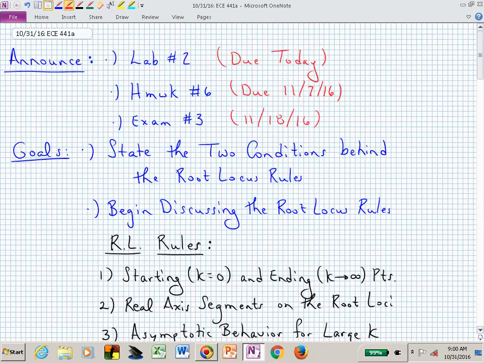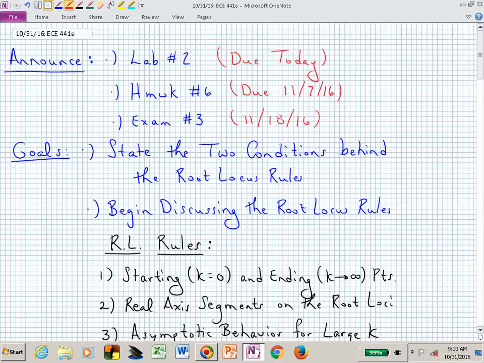Today is the due date for lab number 2, homework number 6, and I think we'll have homework number 7 due before exam number 3, but I just want to get you thinking. We do have another exam coming, and that's the Friday before the Thanksgiving break, and that's going to be upon us rather quickly. But it will be dealing with root locus design and construction. We're actually working on the construction of root loci now, and hopefully we will start to learn how to design.